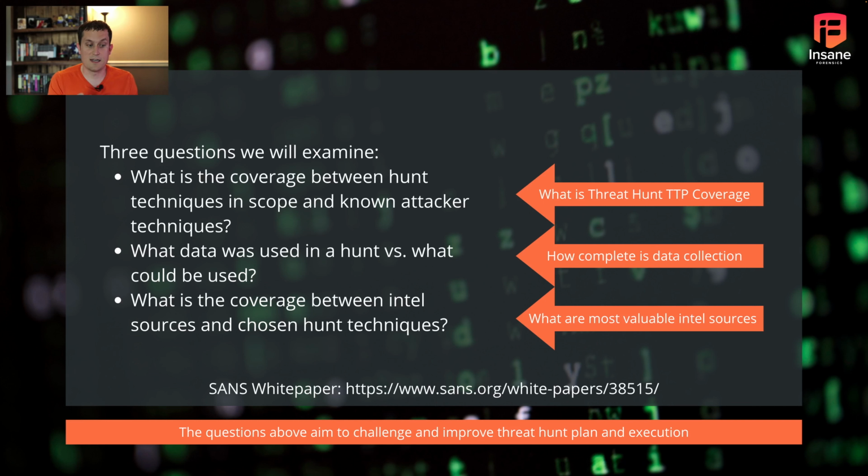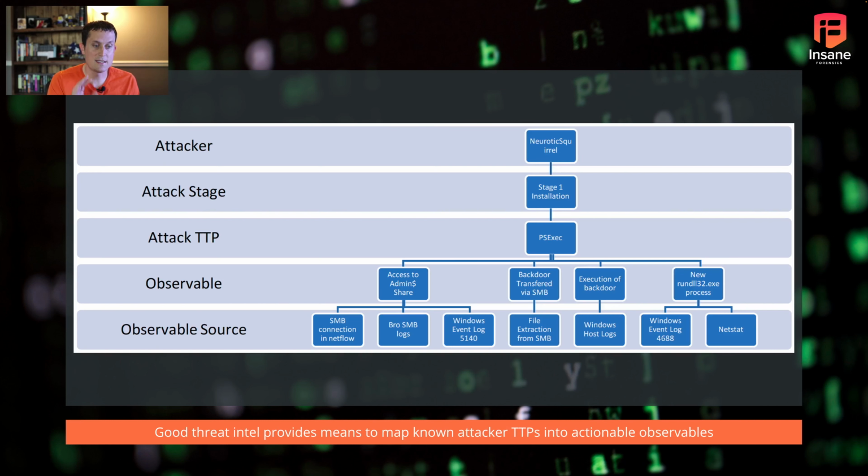All of this talk is based off of a SANS paper I wrote back in 2018. We're now moving it over to video form and talking through it. So if you want to dive deeper into the paper itself, it's available for free on the SANS website down there. But the questions above, what we're looking at is both challenging and improving our threat hunt program. So let's hop right into it.